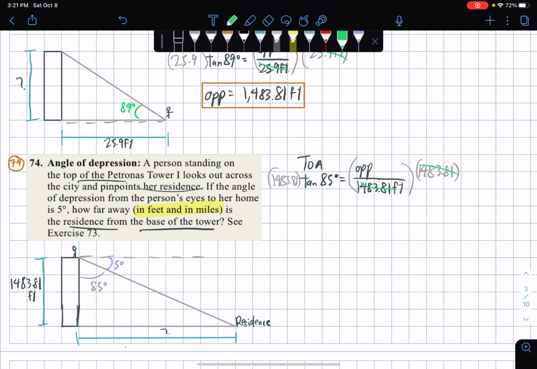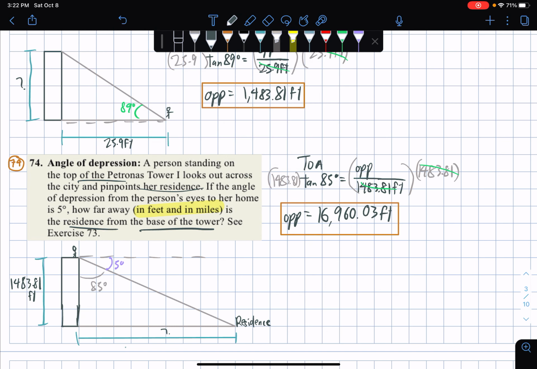So cancel over here. Opposite is equal to, please do use your calculators right now. 1,483.81 tangent 85. So opposite side is equal to 16,960.03 feet. So this is actually one of its final answers, but what's being required in the question is the final answer in feet and in miles.